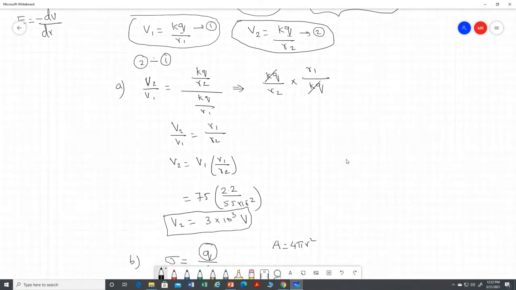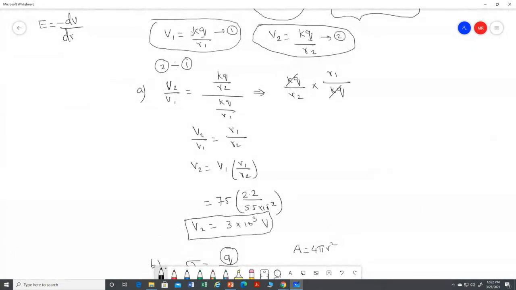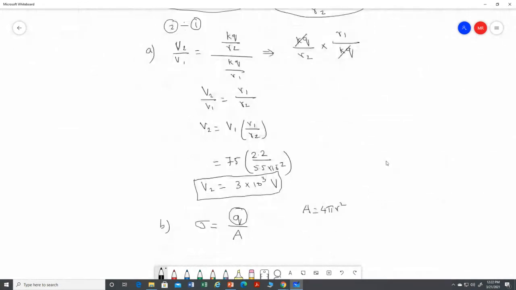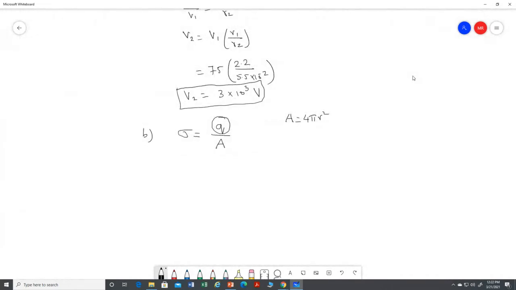But in this, I am going to use the second equation. If you want to use the first equation, no problem. Go ahead. You will get the same answer. So for getting the charge, I am going to take the second equation. What is my second equation, my dear? V2 is equal to KQ over R2. So I have to rearrange this equation first in terms of Q. Therefore, Q is equal to V2 R2 over K.